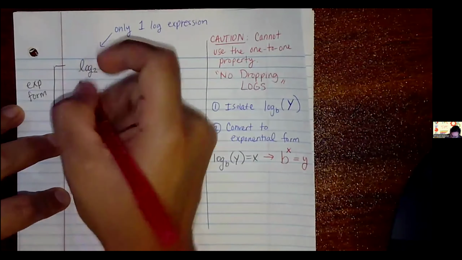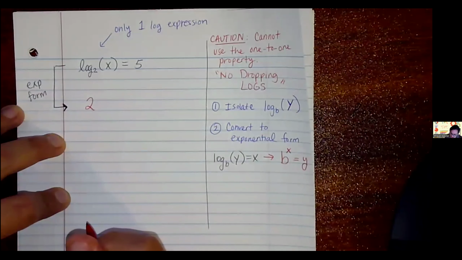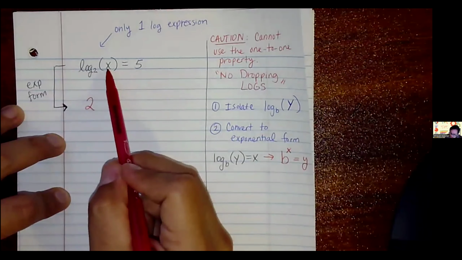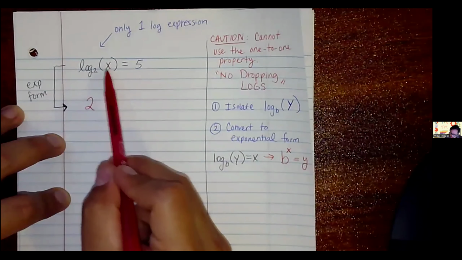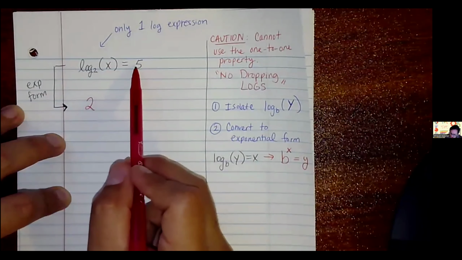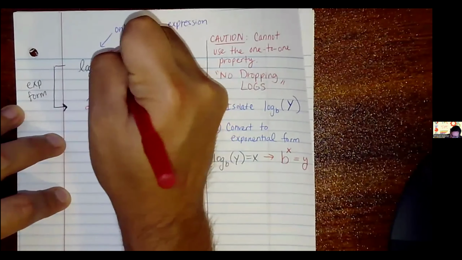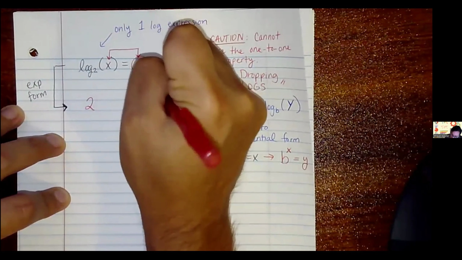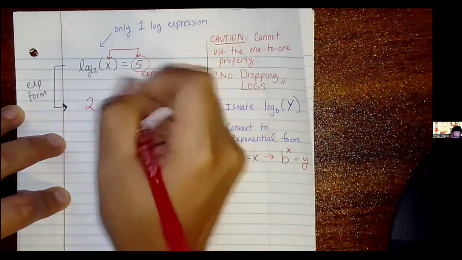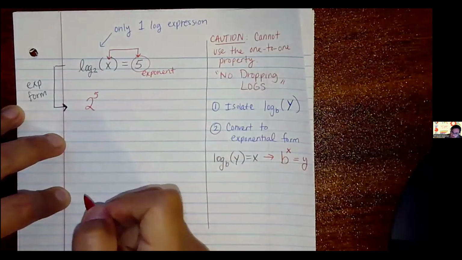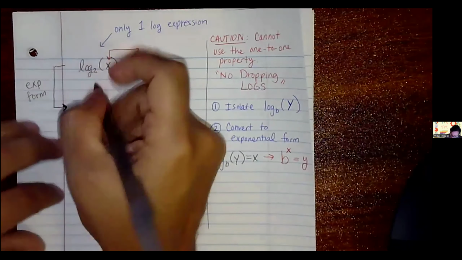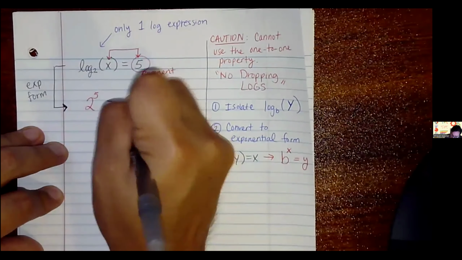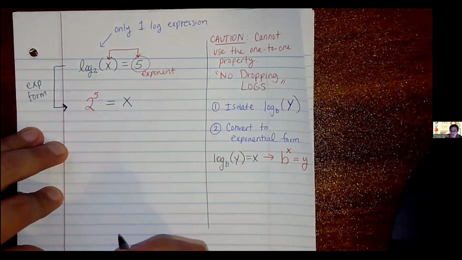I'm going to write 2. And then don't get too bogged down about this being a variable x and this being a variable y. We're going to take the x here and the 5 here. And remember, this 5 is our exponent. So I'm going to put 2 to the 5th power is equal to the stuff inside the log, which is x.